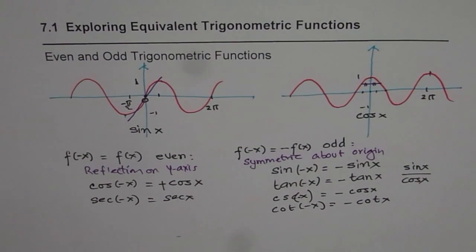I hope with this you get a clear idea of which trigonometric functions are even and which are odd. So cos is an even function, and its reciprocal secant is an even function. However, sine, tan, cosecant and cotangent are odd functions, right? I hope that helps, and this information is going to help you find a lot of equivalent trigonometric functions and even sketch them.